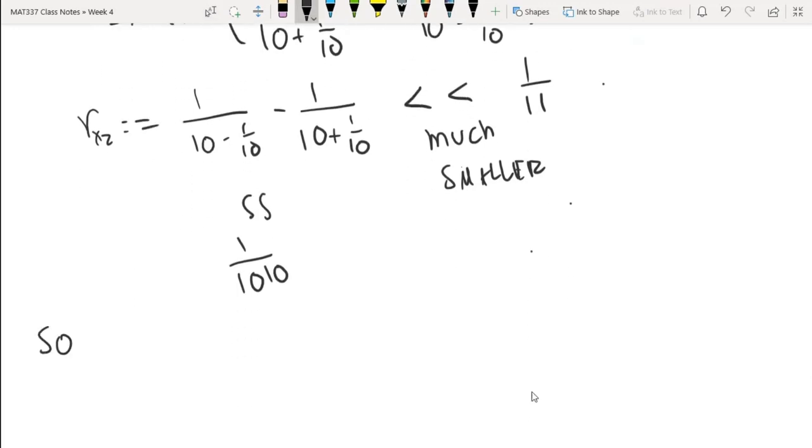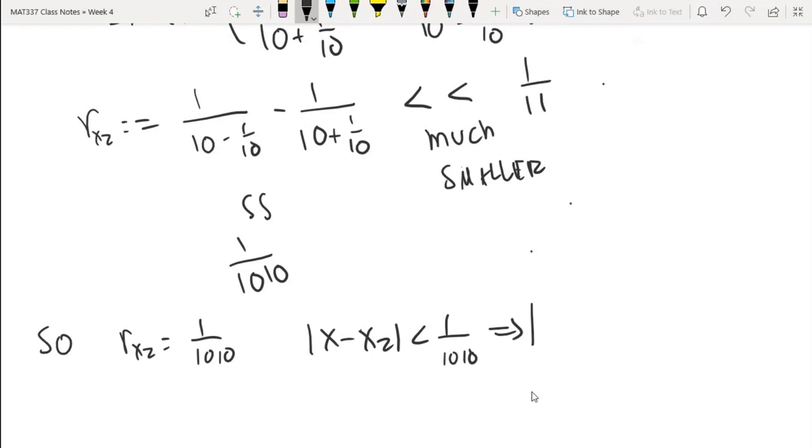Okay, so again, let me write the statement. For this guy, we have |x minus x2| less than R implies that this is less than 0.1. Is that okay? Yes, that's correct.